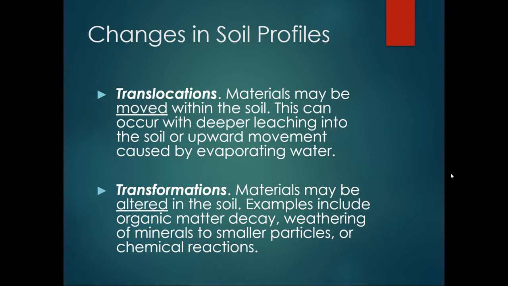Transformation is materials may be altered in the soil. Some examples include organic matter decay, weathering of minerals to smaller particles, or chemical reactions. Depending on the depth or which level we're looking at of the soil profile will depend on which one of these is happening. For example, organic matter decay is not going to happen deep in the soil. That happens towards the top. But most of your chemical reactions may happen just a little bit deeper, where the minerals and sometimes some weathered parent material can be found.